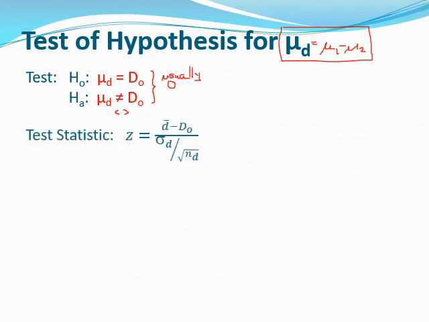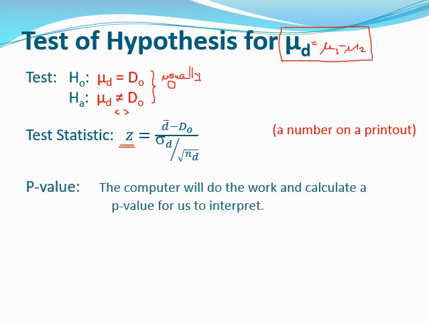The test statistic, we've seen this before. X bar minus mu naught divided by sigma over the square root of n. It's the same thing we've seen before. It's a number on a printout. You're not going to have to do this math. I'm going to call it a z distribution, or I'll use a z symbol if we're working with a large sample, n sub d is greater than or equal to 30, or I'll use a t-test if it's less than 30. Here in your notes, I'm only saying a p-value.